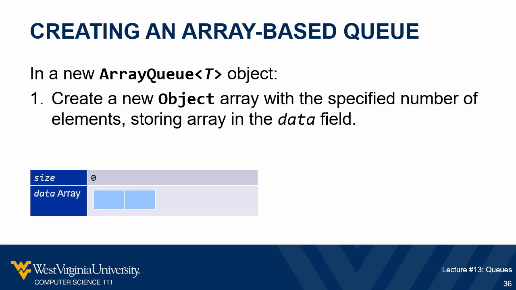Once we have that array made, we want to make sure that our size field is set to 0, just to indicate that there's nothing actually being stored in the array. We can find the capacity of our array by accessing the length field of the array, so there's no need for us to have a separate field to keep track of that.